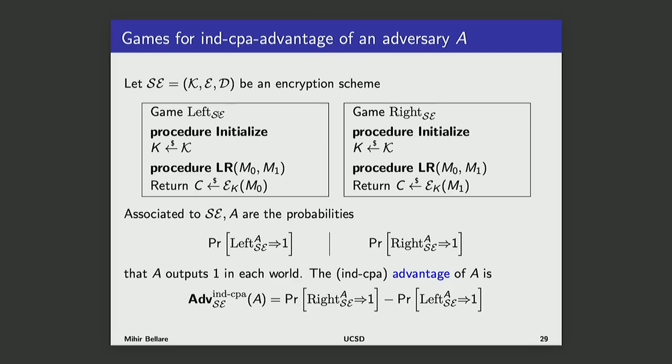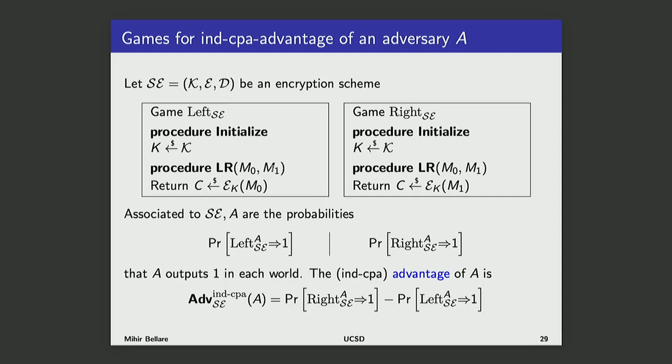As with PRF security, there are two games, and this time we call them left and right. They both have an initialize, which runs this algorithm to get a key. And that key is stored inside the game and not given to the adversary. And it will be fixed for the duration of the game. What the games export is a procedure called left or right. And that takes as input not one message, but two. There is a restriction that they have the same length.